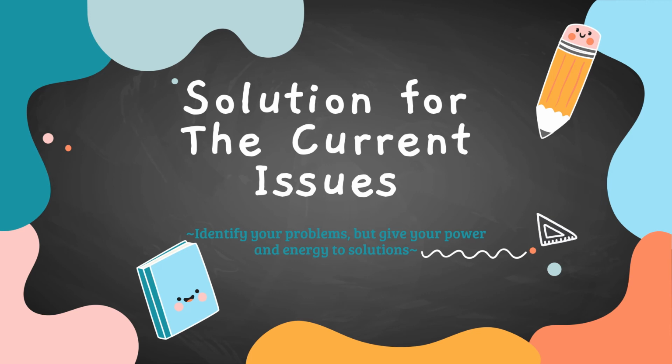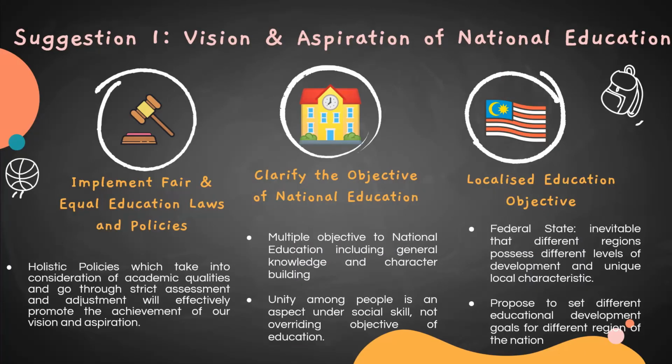Now, let's continue to the last subtopic, and we will discuss solutions for the current issues that occur in the Malaysian curriculum. There are some issues regarding the vision and aspiration of national education that were explained in the previous slide. So, in addressing this problem, 3 solutions have been proposed. The first one is to implement fair and equal education law and policies, clarify the objective of national education, and localize education objective.